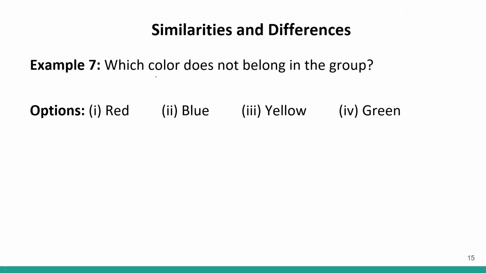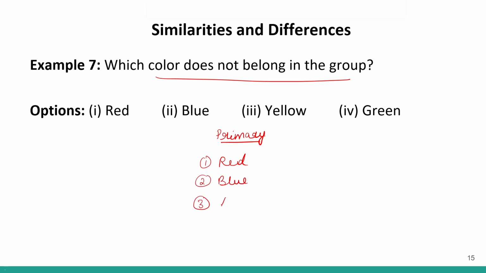Now, which color does not belong into the group red, blue, yellow, green? So here we use a concept of primary colors and secondary colors. So for your reference, I'll write down primary colors. Which colors are they? There are 3 primary colors. First is red, second is blue, and third is yellow. These are the primary colors.